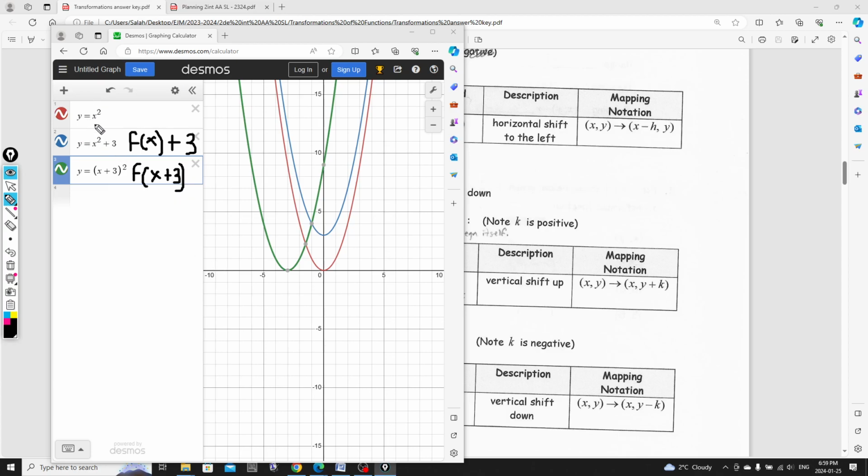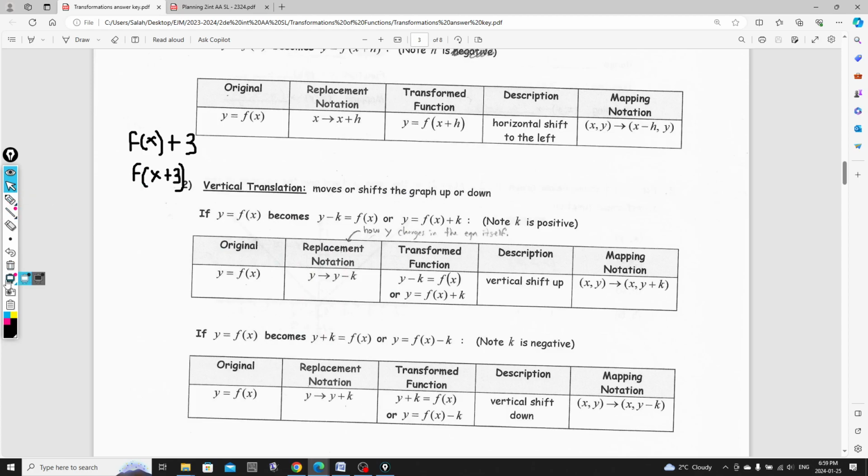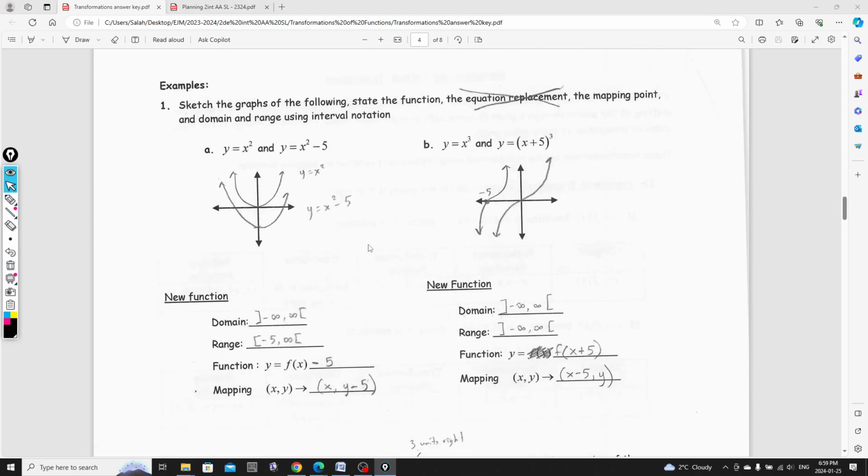This guy, I'm taking f of x and I'm adding 3 to it. That means it's a vertical shift of 3 units up. Whereas here, I'm taking f of x and I'm actually replacing x with x plus 3. And that means that's going to be a horizontal shift of 3 units to the left. So hopefully that makes sense for horizontal and vertical translations. Let's take a look at the actual examples.